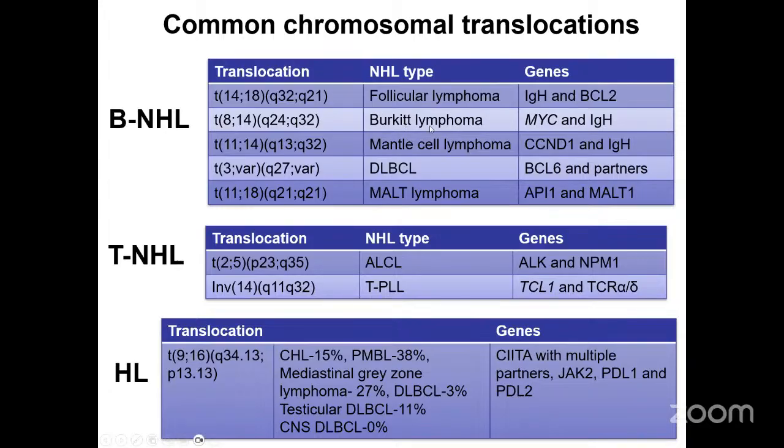We've all learned about follicular lymphomas having translocation 14;18, that is, translocation between IGH and BCL2, and Burkitt lymphoma demonstrating MYC with IGH, and so on and so forth. There are also translocations in T cell lymphomas, most well described in ALCL, the NPM1-ALK translocation, and T-PLL with the inversion 14.